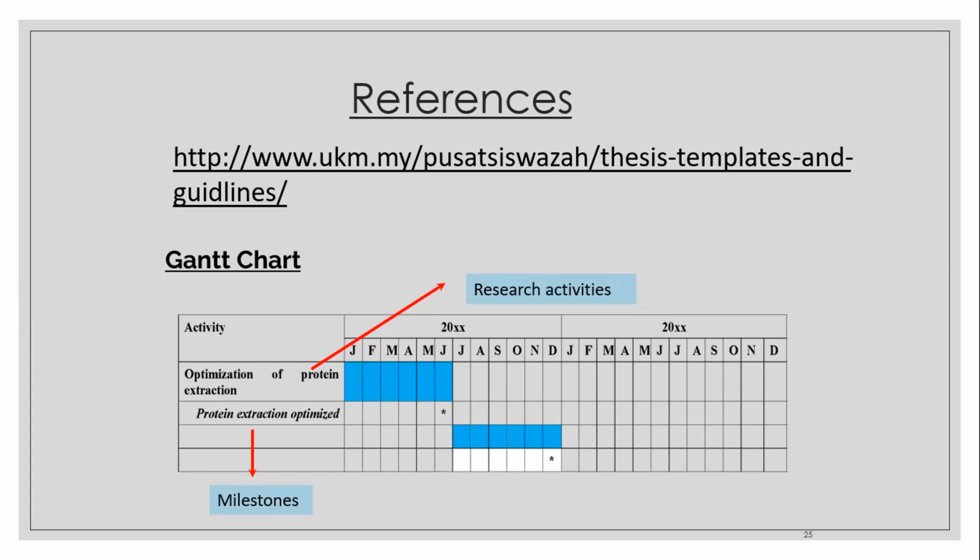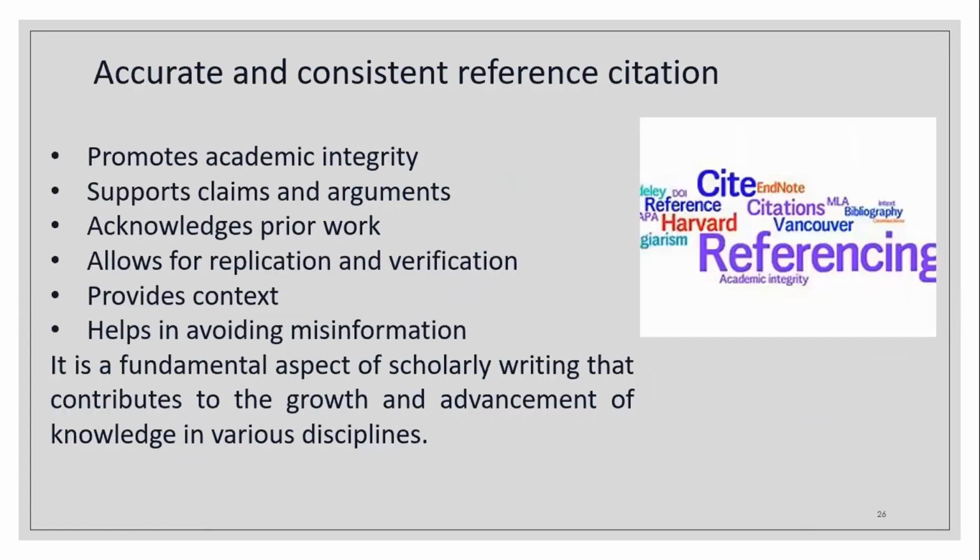For the reference, it's very important, as I mentioned just now, because before we go to the break, I want to show you, and later on my students will show you how to use it. Accurate and consistent reference citation. As I mentioned before, it can promote the academic integrity and also avoid the plagiarism, and also acknowledge the previous work, and also it allows for replication and verification of the previous work.